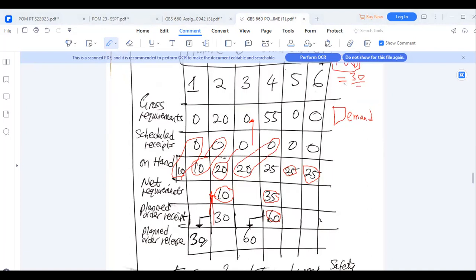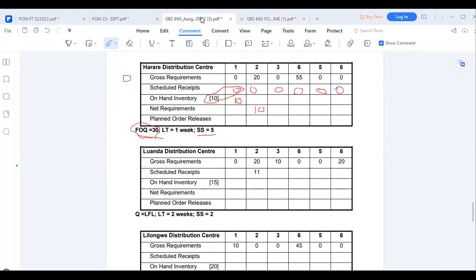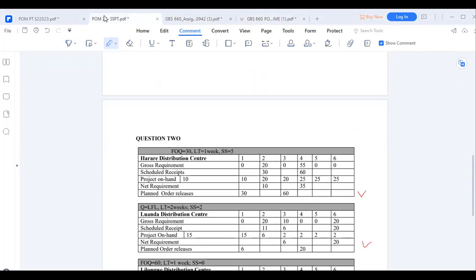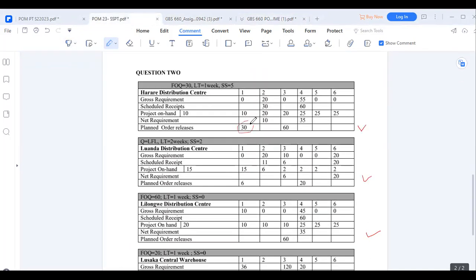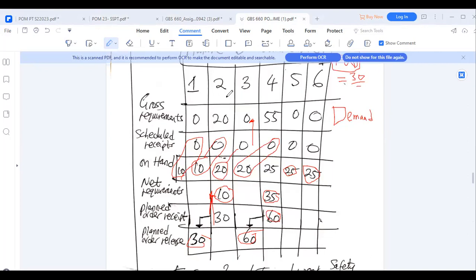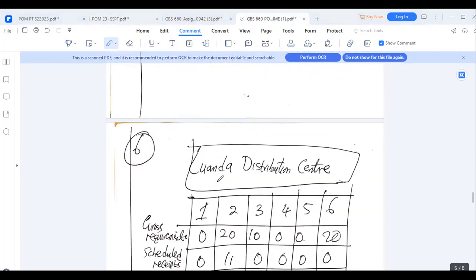So this is why we are saying the planned order release is 30 units in week 1, 60 units in week 3. So from here, we can counter check that this one is correct, because this is about what we're having. It's the same one for that one there. So getting down to Rwanda, okay, so Rwanda distribution center, we are simply now saying these ones were given as the gross requirements. Okay, so this is just Rwanda.